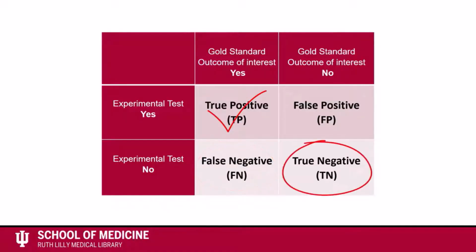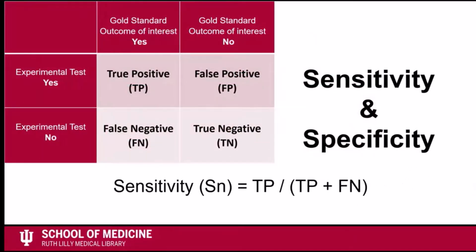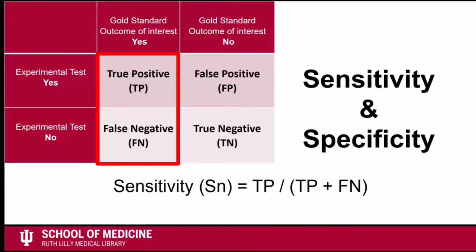Lastly, in the lower right-hand box, you will find the number of tests identified as negative by both the reference test and the experimental test. They are the true negative tests. Sensitivity, or SN, equals true positives over true positives plus false negatives. In essence, this is the percentage of people who were correctly identified as having the outcome of interest by the experimental test out of all the people who have the outcome of interest.